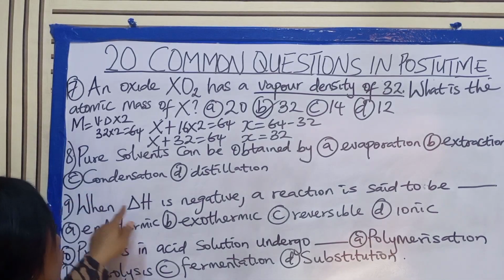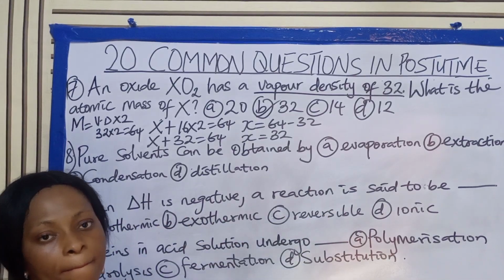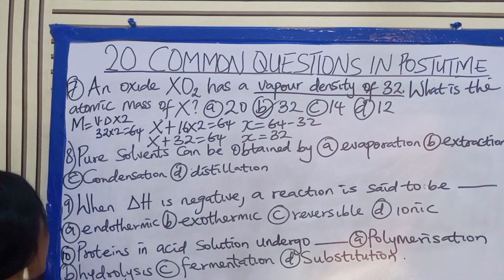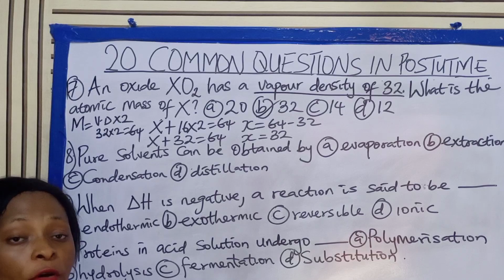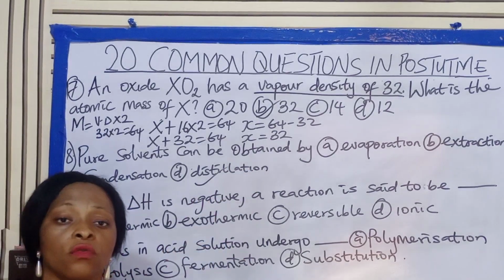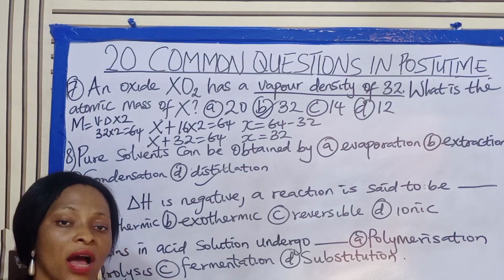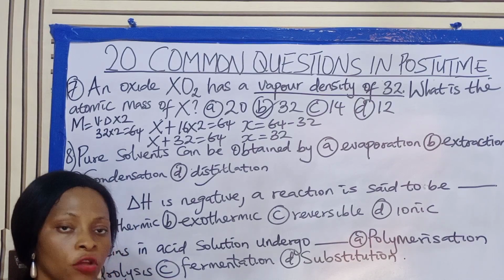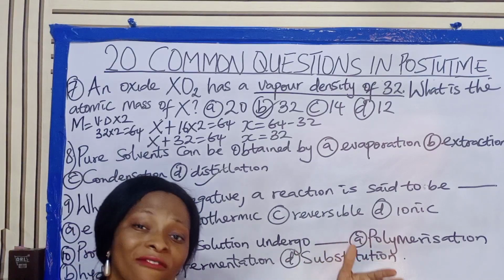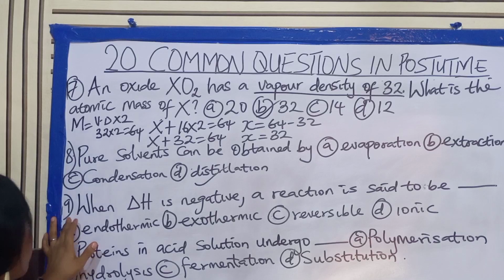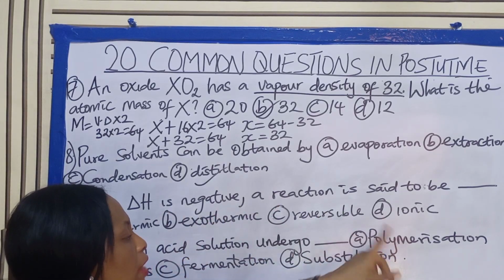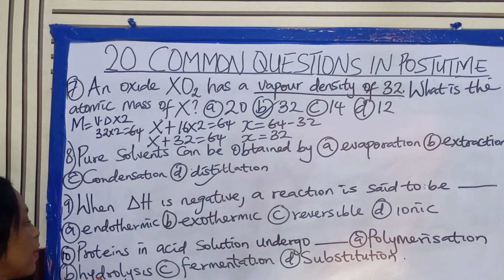Number 8, pure solvents can be obtained by, how do you obtain pure solvents? Evaporation, extraction, condensation, distillation. It can be obtained by distillation. Now, distillation is used to separate solvents. When you have miscible liquids together, you use distillation to separate them based on their boiling point, especially when the boiling points are far apart.